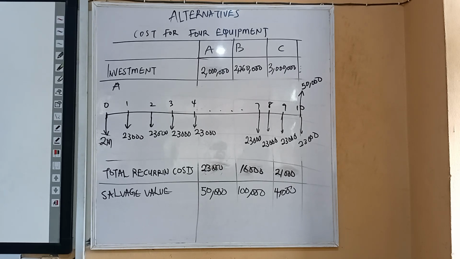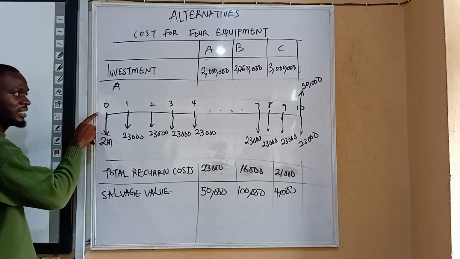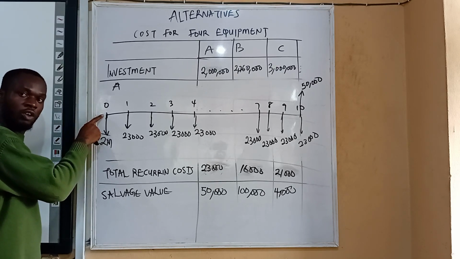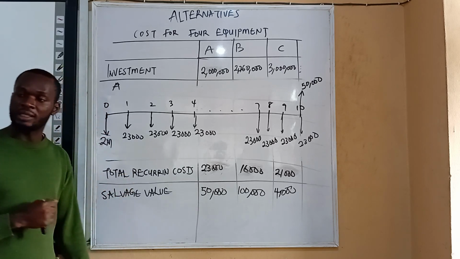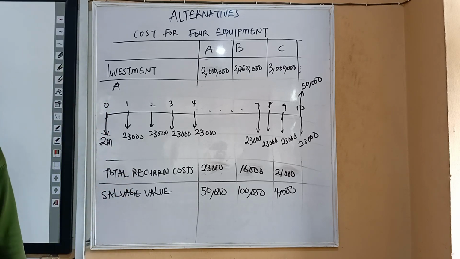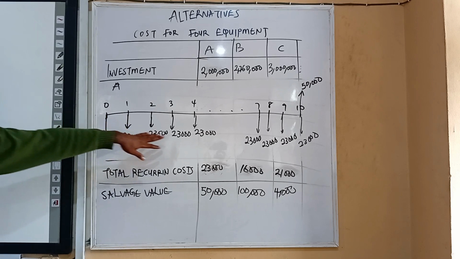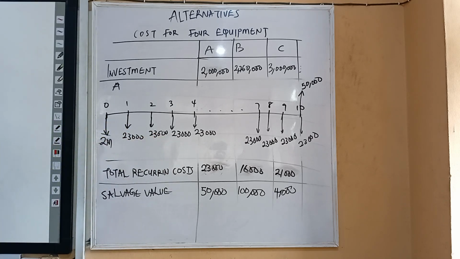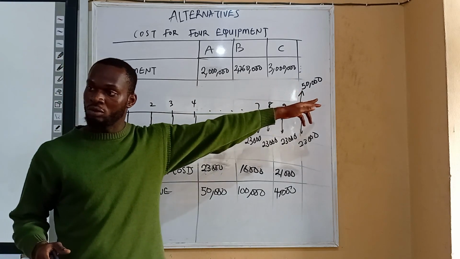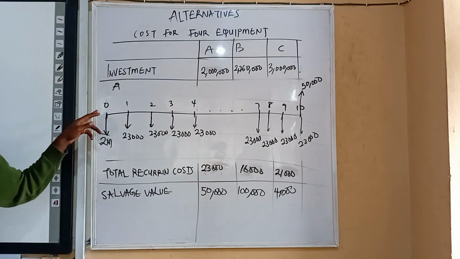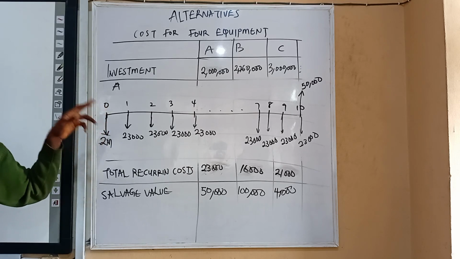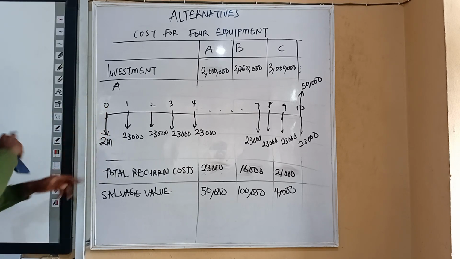What do I mean? If you bring all these expenses to zero for equipment A, you keep the answer. You do for equipment B, you keep the answer. The lesser one is what you are going to pick. Understand? So how do you do this now? If they ask you to use future cost, it means you should bring everything to the future. If you use present cost, bring everything to the present. If they ask you to use annual series, you either bring it to the future or present, then distribute it.